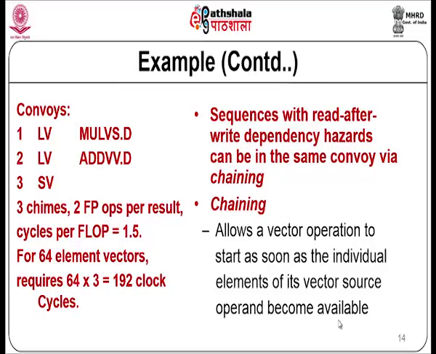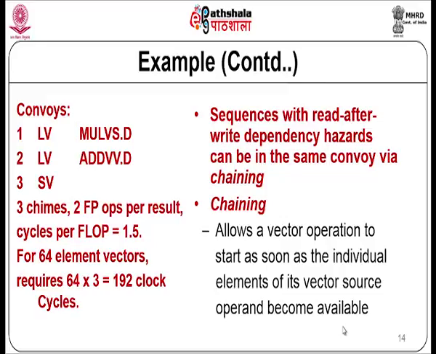When you have a load vector, you do not have to wait for all the 64 operands to be loaded. As soon as the first operand becomes available, you can pass it on to the multiply unit, so that the multiplication happens on the first element of your vector. As subsequent elements become available through chaining, they automatically move on to the dependent units. That is why we are still able to club the load vector instruction and the multiply vector instruction into one convoy. The second, load and add, is a similar concept.